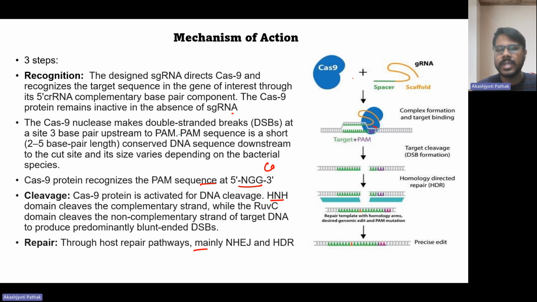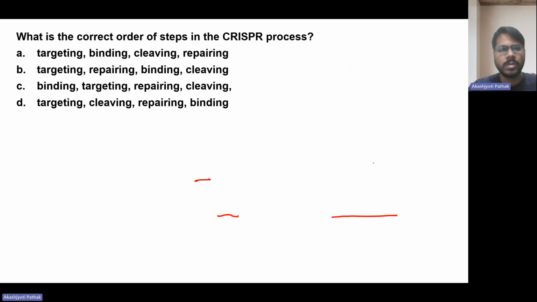If you see this figure, the Cas9 and guide RNA form a complex. It goes and binds to a particular region of the DNA, and then cleaves that portion of the DNA. Then this DNA is repaired by the repair pathways present in the host.